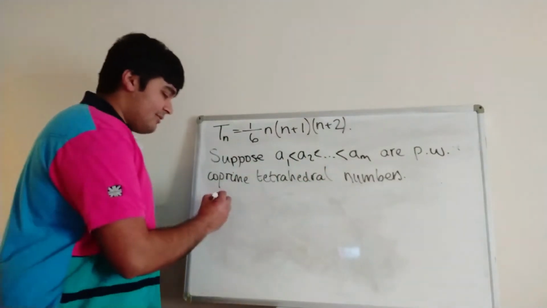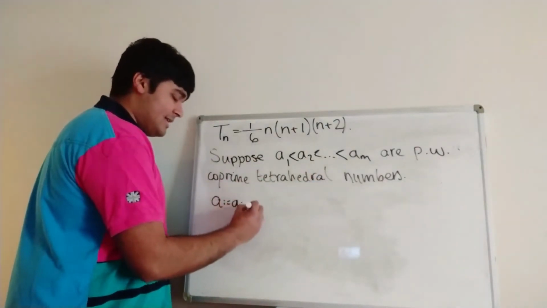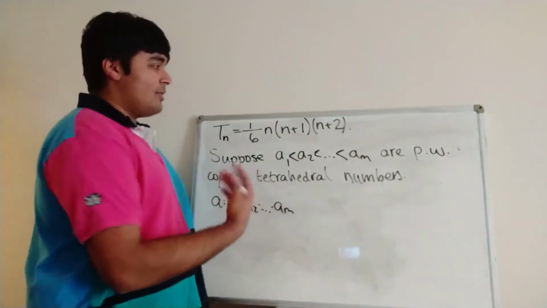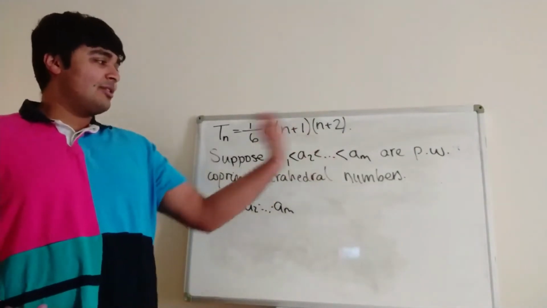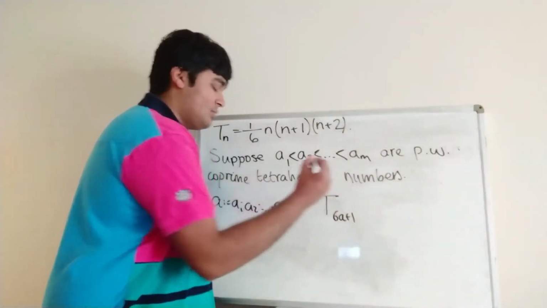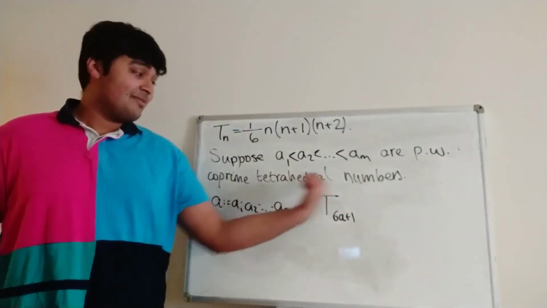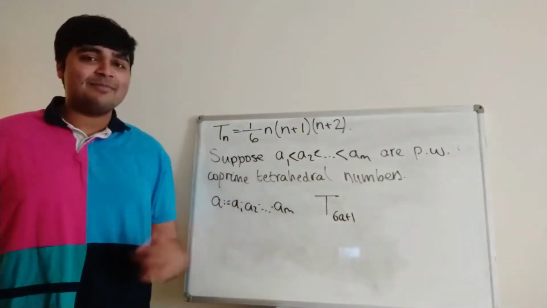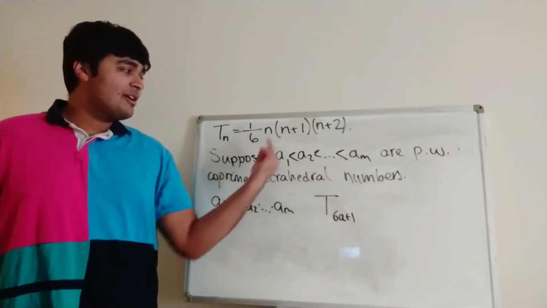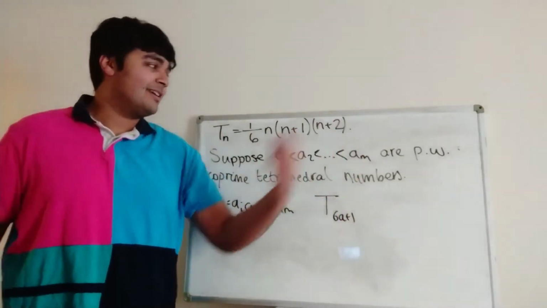So what we're going to do is define A just to be the product of these: A = a1 times a2 times so on all the way up to am. And then the next one on our list is going to be T_{6A+1}. I claim that this is, firstly, very clearly a tetrahedral number, but it's also going to be coprime to each of the ai, and it's bigger than am.